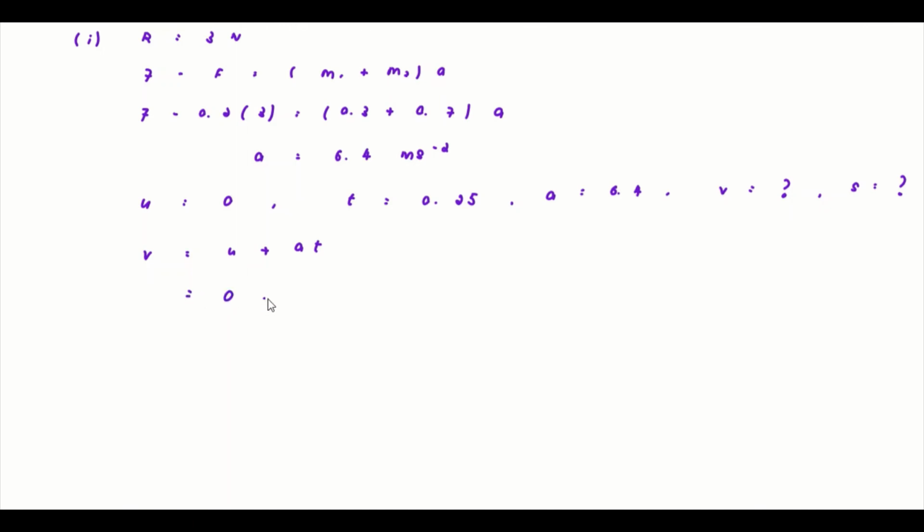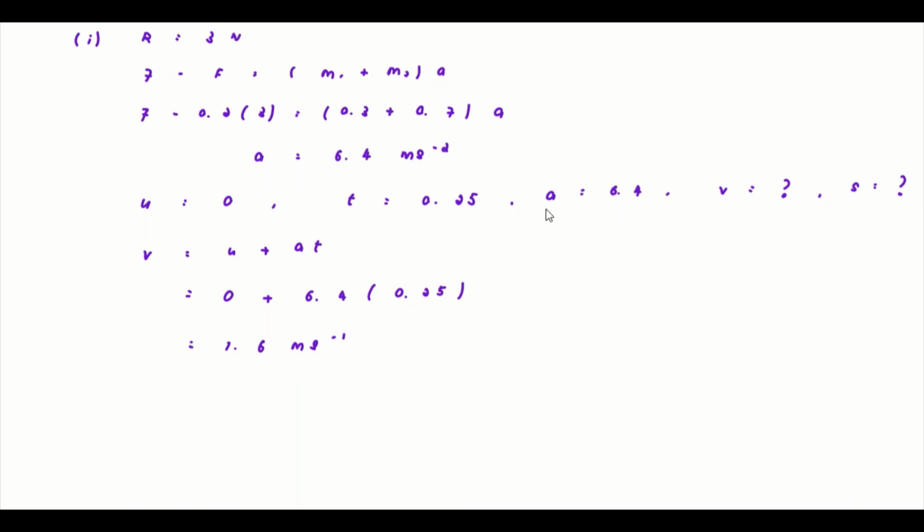So 0 plus 6.4 times 0.25. From here, we can get 1.6 meters per second. Okay, then after that, S. So please try to use the original information. If, let's say, this is wrong, then you might not want to use the wrong answer, right? So always use the information provided if that's possible.